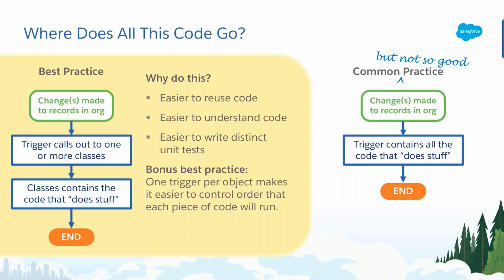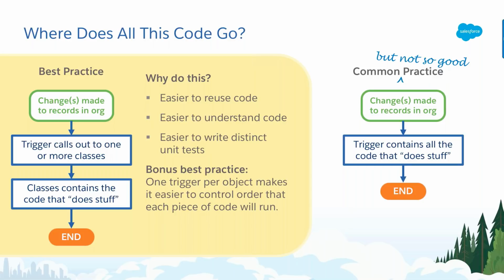Because, for example, you may have some of the same actions before insert and before update. And so you may have some code that you want to use in multiple places. You're going to reuse it. But if you have that code all in the trigger, then you can't reuse it. You have to put it in all of the places that you want to use it.